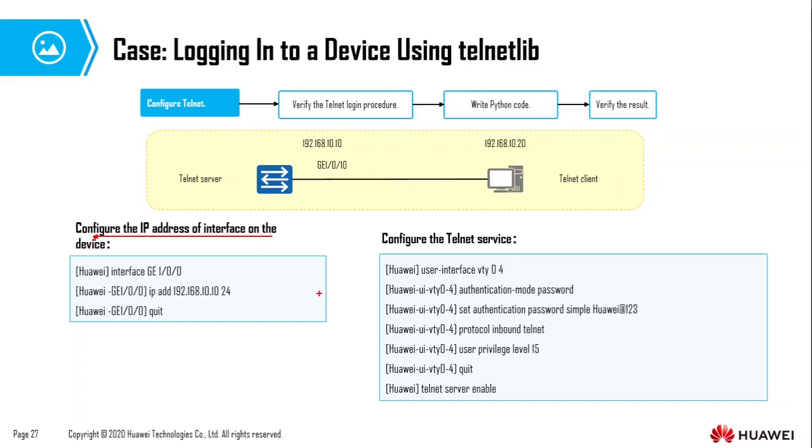You should be able to ping it. Then number two, you configure telnet. We already know how to configure telnet, so I'm not going to go through that. So you configure telnet on the device, on the switch.